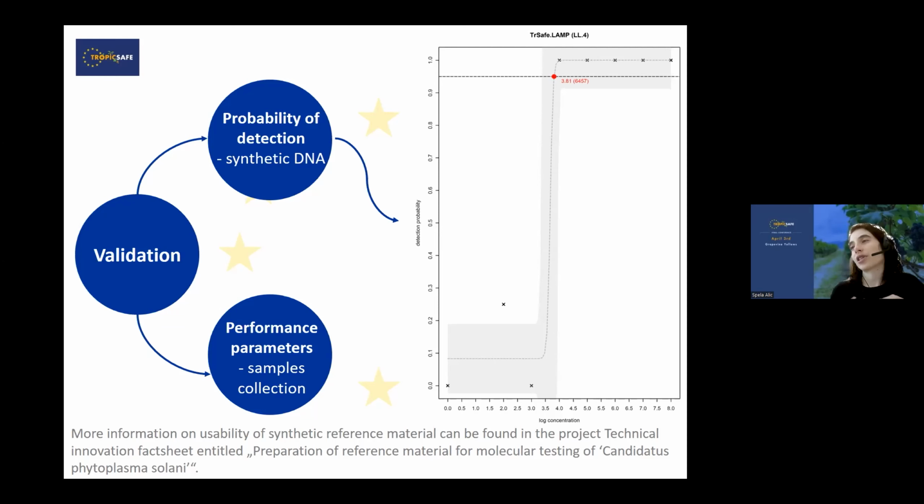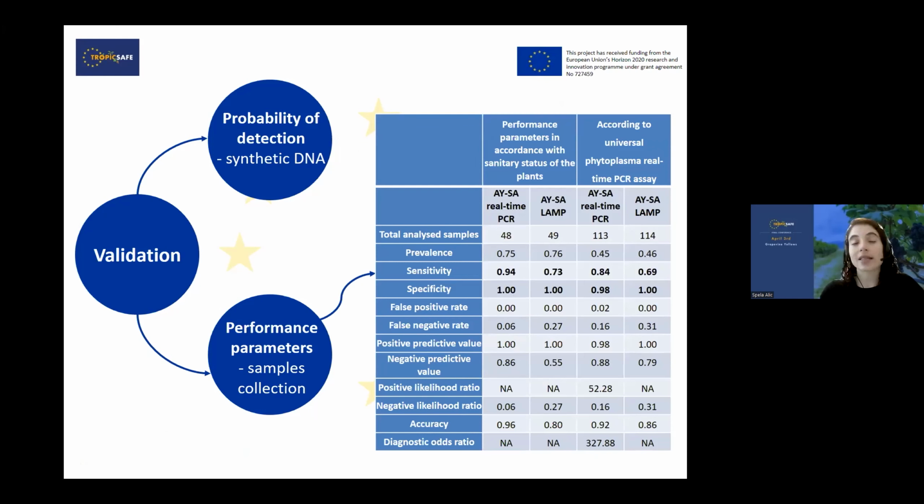If you are interested more in depth about usability of synthetic reference material, you can find additional information in the technical innovation fact sheets on the website of the project. So in the second step of the validation, we used results on the real samples from the grape wines to calculate performance parameters of the designed assay. And the assay exhibited very good performance parameters. It had 100% specificity and very good sensitivity as well.